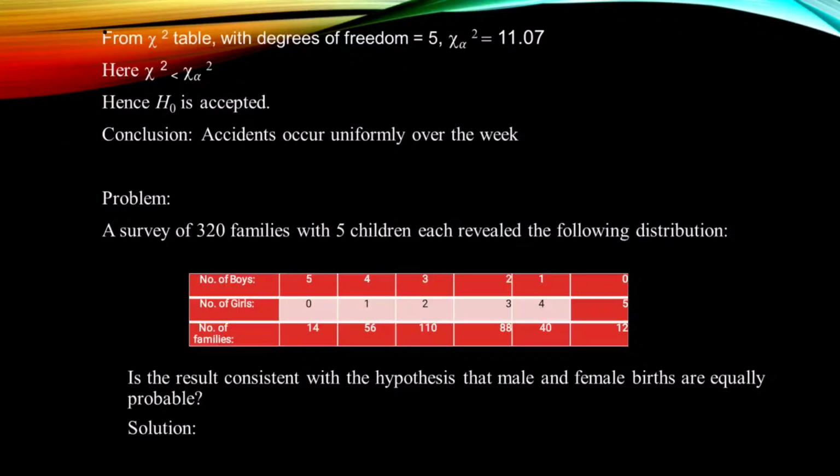Now let us see one more problem based on this. A survey of 320 families with 5 children each revealed the following distribution. So here number of boys, number of girls, and number of families are given. We have to check the consistency with the hypothesis that male and female births are equally probable. This is the problem.